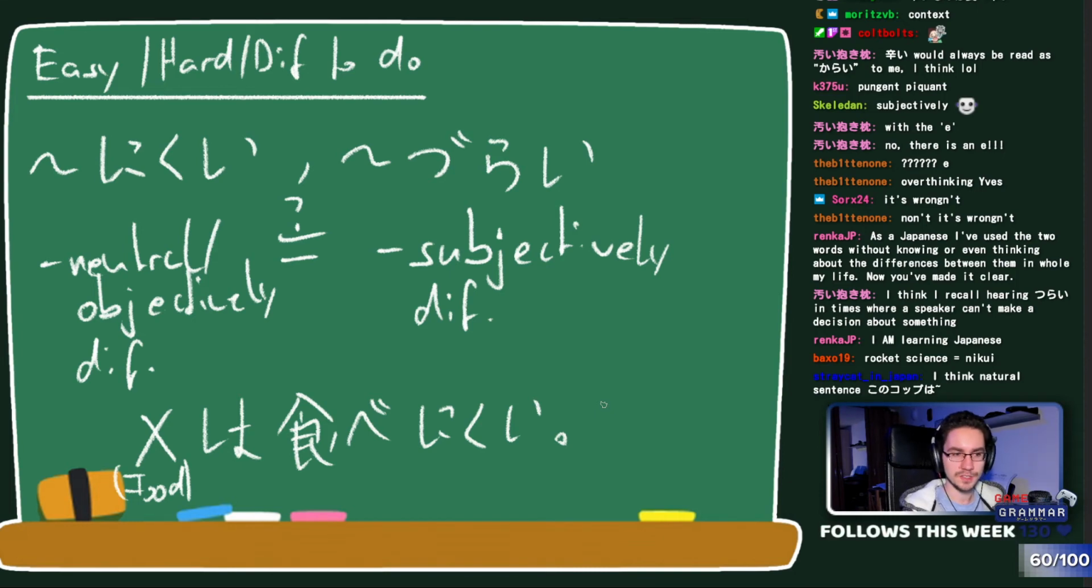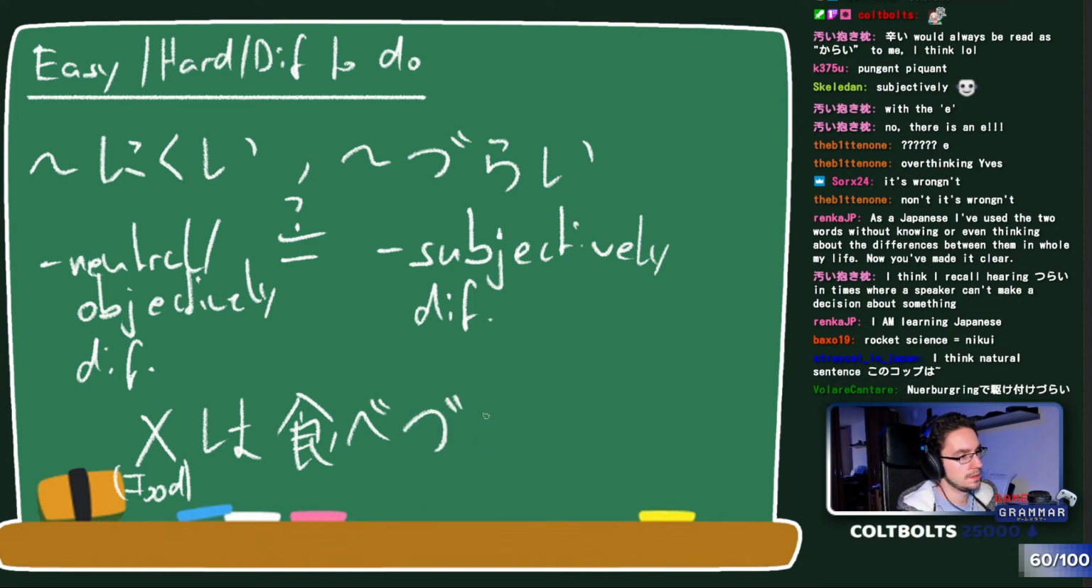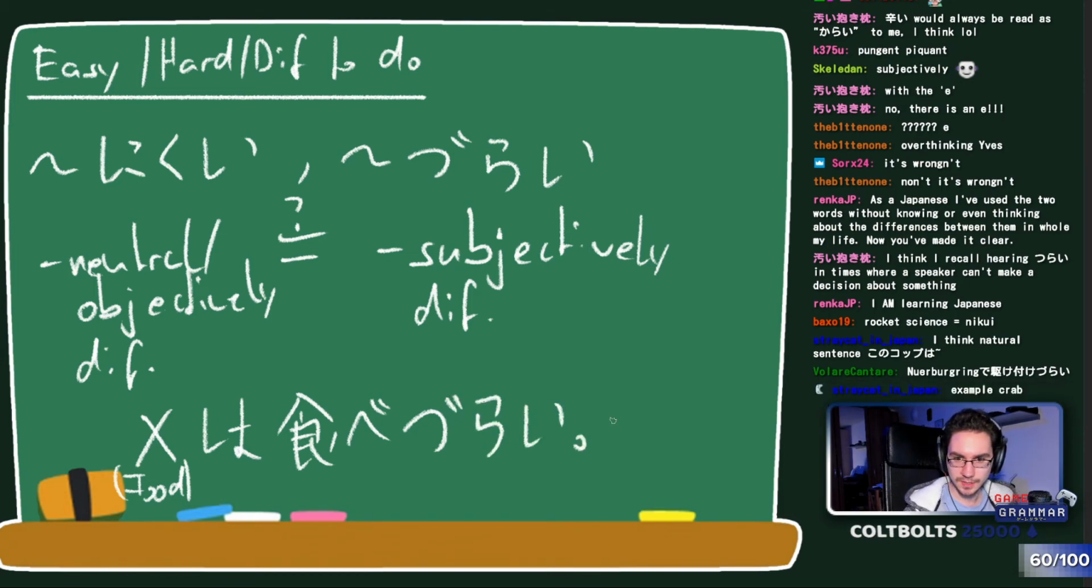There could be many reasons. Maybe it's too big. Like, if there's a burger and the burger is this big, you're like, これ食べにくいよ. It's too big. I can't even bite into it. There's a clear objective reason for why it's hard to do. On the other hand, if we say 食べづらい, that also means it's hard to eat.